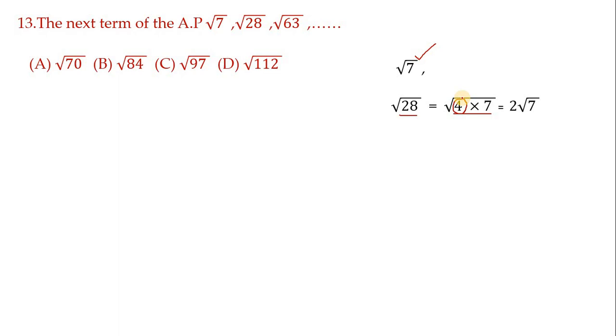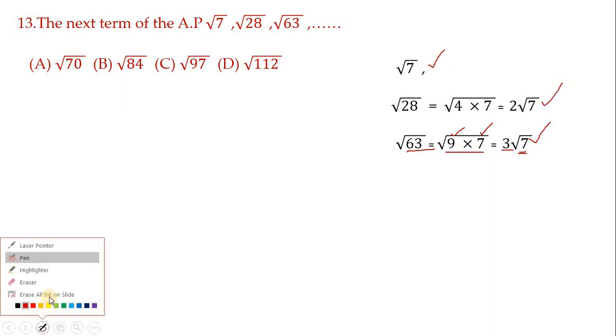We cannot express in simplest form. So now this root is present for 4. So root 4 means 2. So root 7 means root 7. Now this is in simplest form. Similarly, find it for the third one. So 63 I can write it as 9 into 7. So root 9 means 3 and root 7 means root 7 itself. So now all these terms are in simplest form.